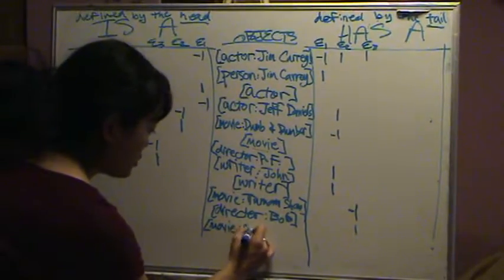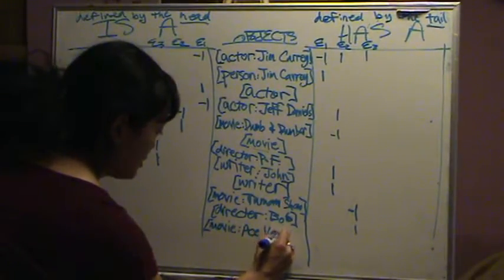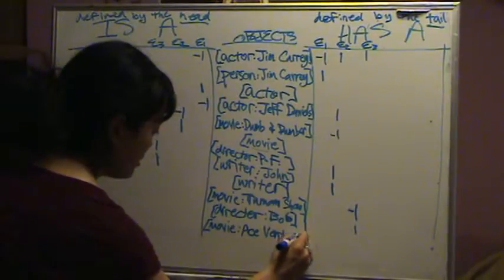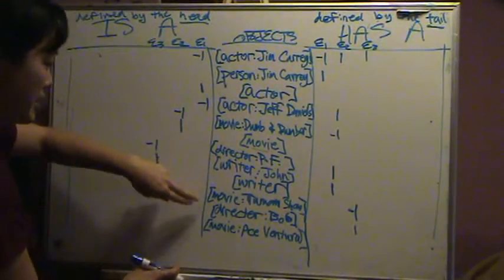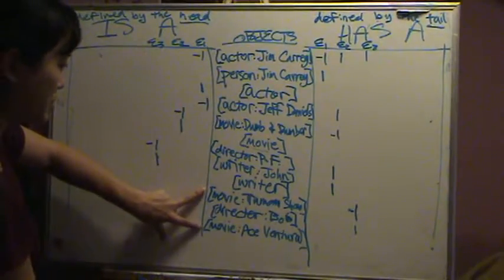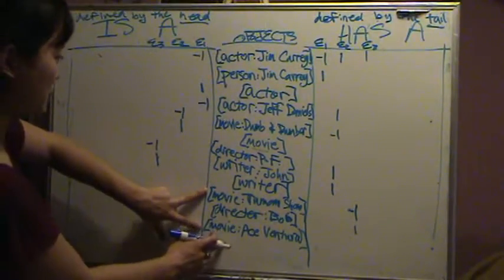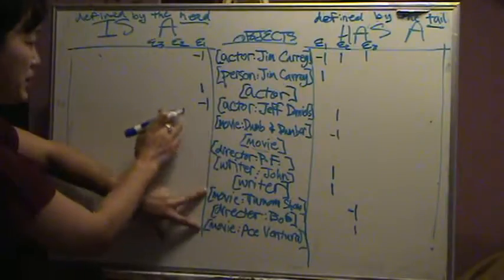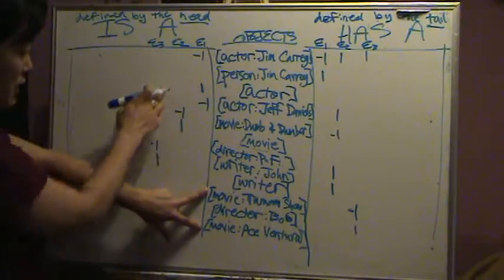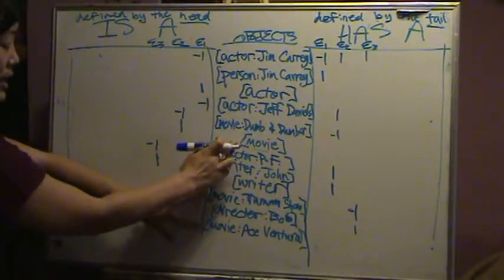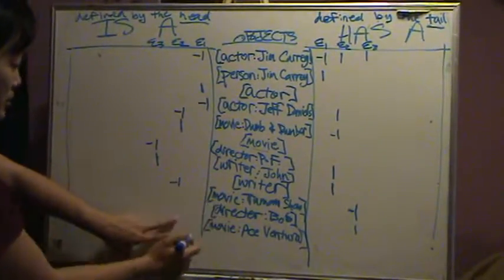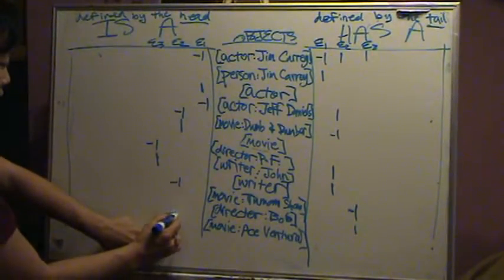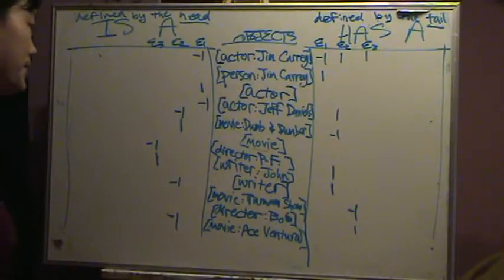We'll say Ace Ventura. Alright, and I did forget to say that movie Truman Show and movie Ace Ventura are both types of movies, which we've already got this edge here, which is defined by the head movie. So all we need to do is put -1 for movie Truman Show and -1 for Ace Ventura.